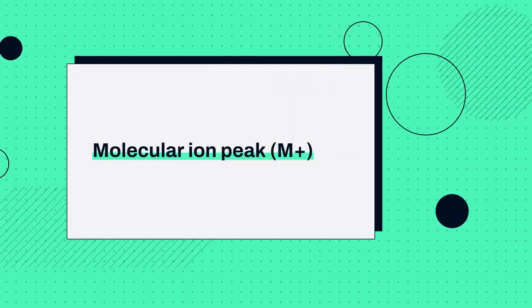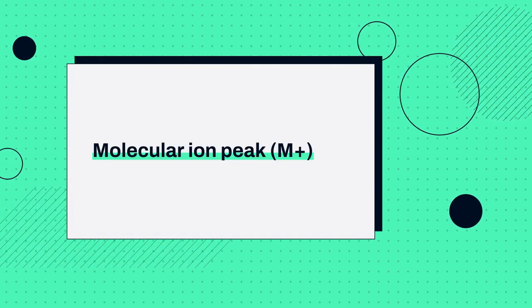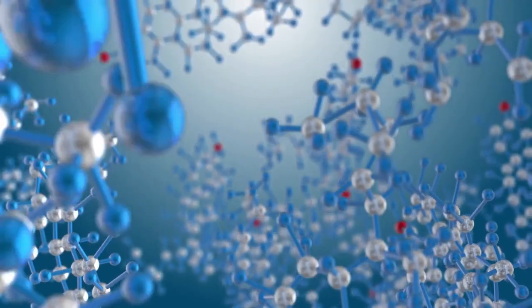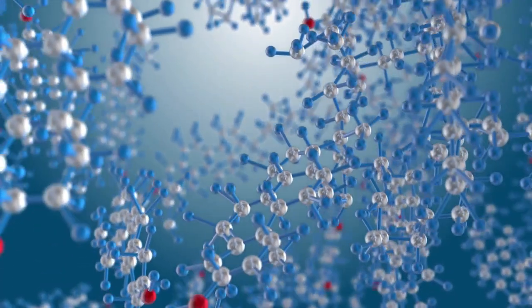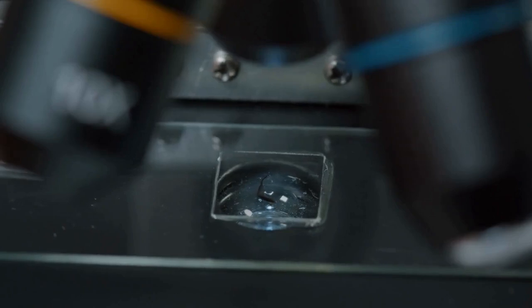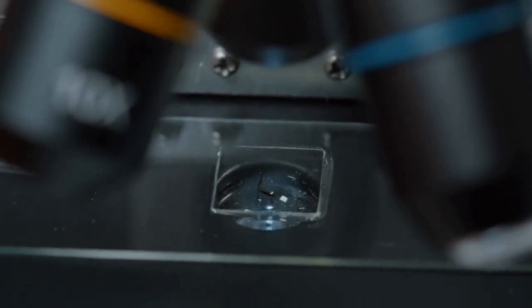The first and most important piece of information you need from the mass spectrum is the molecular ion peak, often called the M+ peak. This is typically the peak with the highest mass-to-charge ratio, or M/C value, and it represents the molecular weight of your compound. For instance, if your M+ peak is at an M/C of 94, your molecular weight is 94.